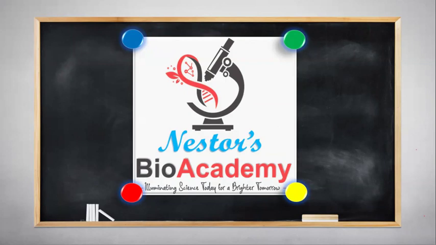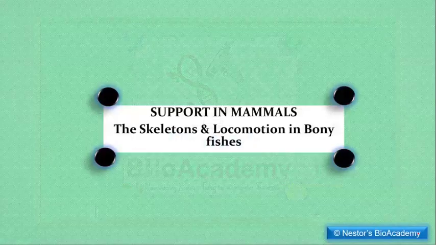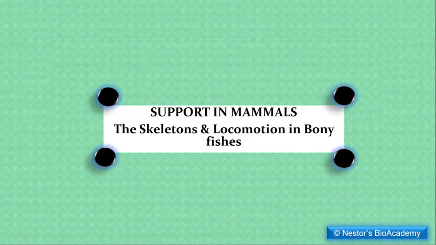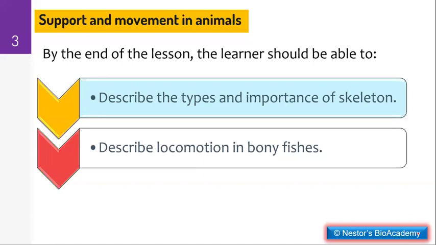Today we are going to go through our second lesson in the topic of support and movement. We are going to look at the skeletons and locomotion in bony fishes. The main objective of this lesson is that by the end of it, you need to be able to describe the various types of skeletons and the important roles they play in animals. We also need to be able to describe locomotion in bony fishes at the end.